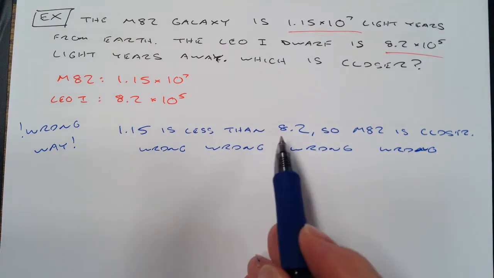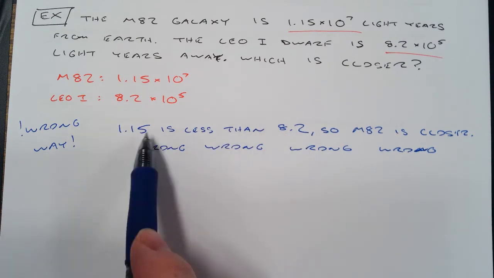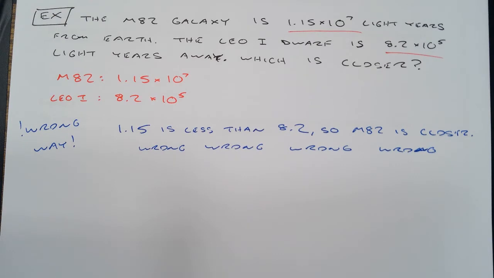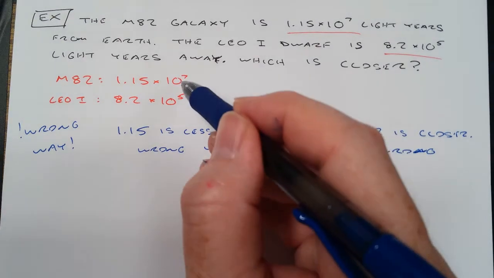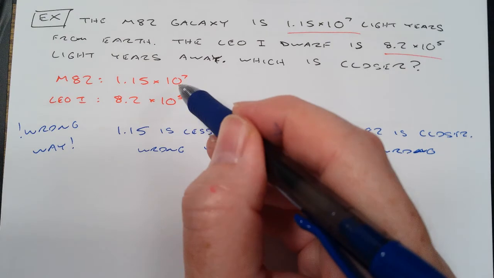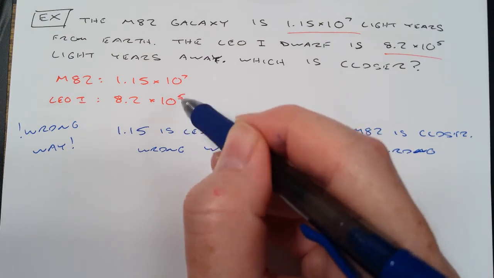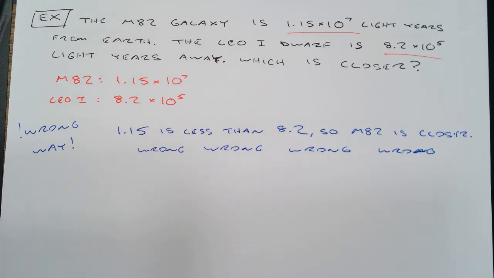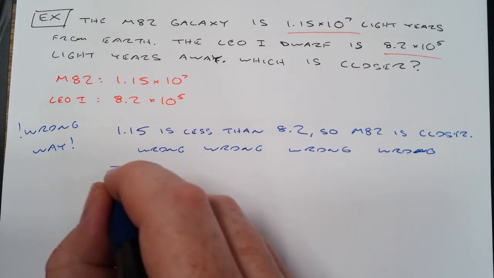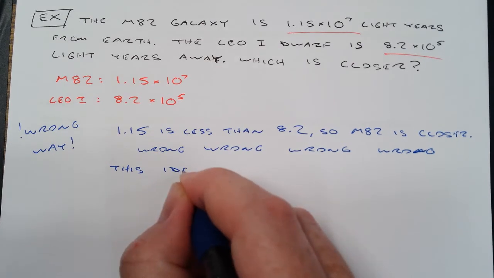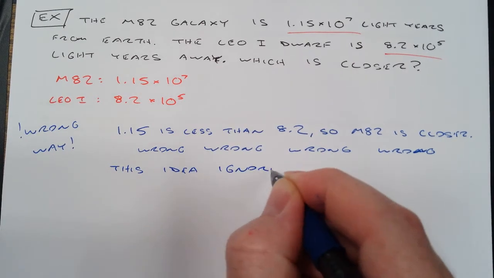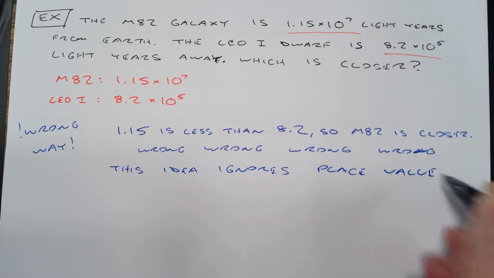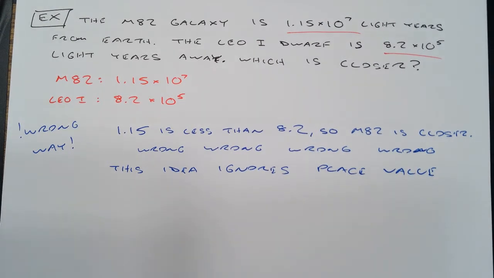They are correct that this is smaller, but these numbers are not these numbers, because they forgot to look at the place value. You know, a 10 with an exponent is the place value. So they looked at the decimals, they forgot the place value. This idea ignores place value. Place value is important when you're comparing.